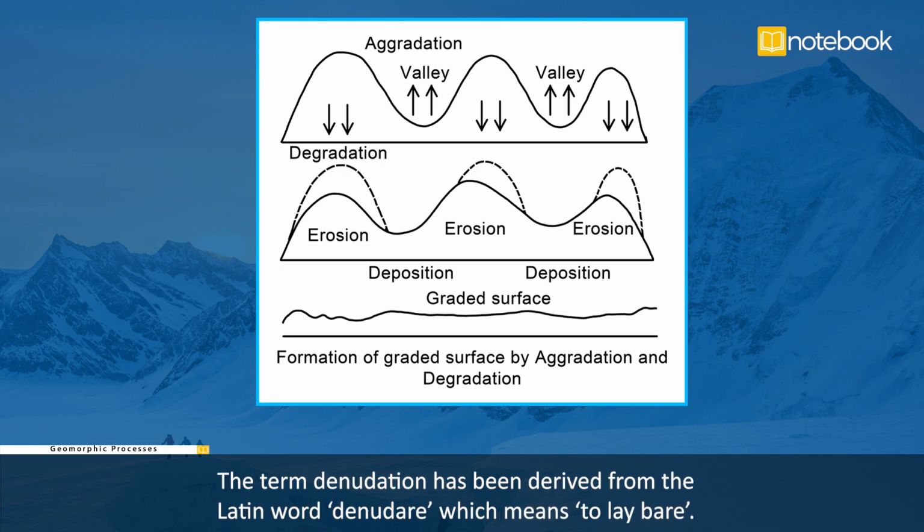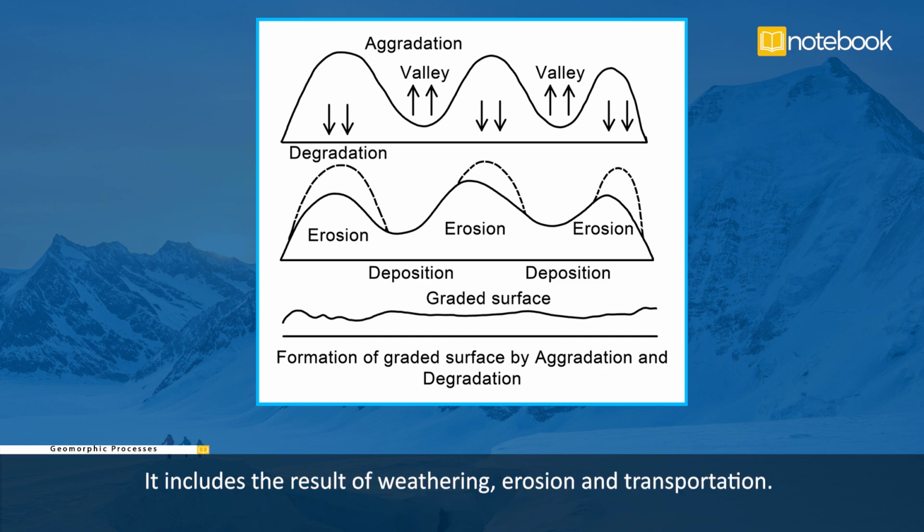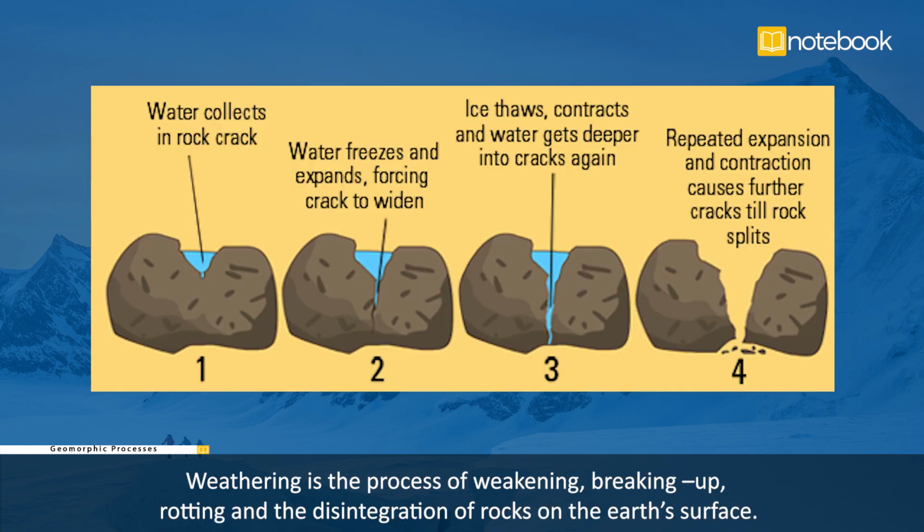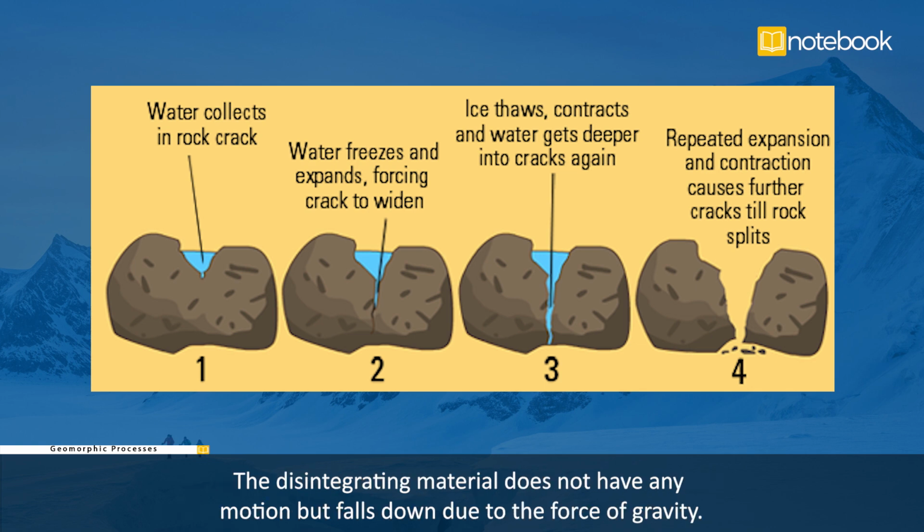The term denudation has been derived from the Latin word denudere, which means to lay bare. It includes the result of weathering, erosion, and transportation. Weathering is the process of weakening, breaking up, rotting, and the disintegration of rocks on the Earth's surface. The disintegrating material does not have any motion but falls down due to the force of gravity.